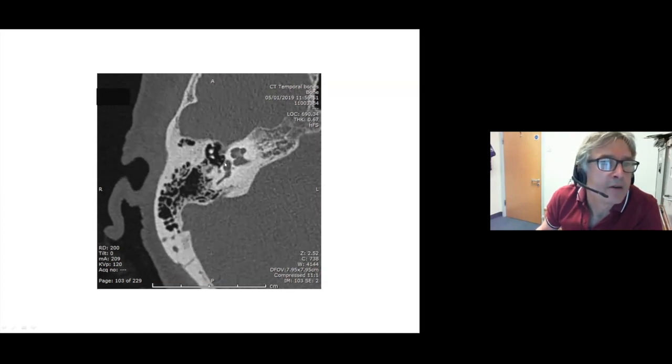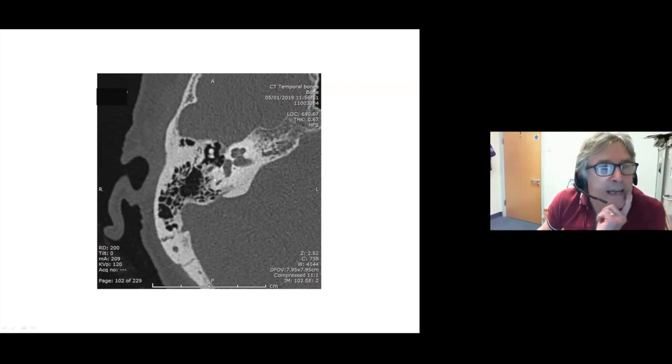Here's our oval window, and here's our footplate of the stapes, filling the oval window niche. And there again, you can see the anterior crus and the posterior crus. Here's our oval window, and here's the vestibule, on the other side of the oval window.